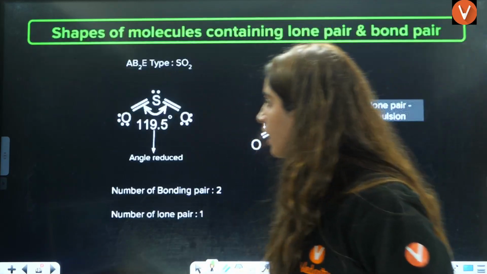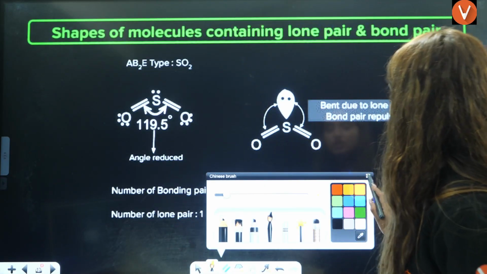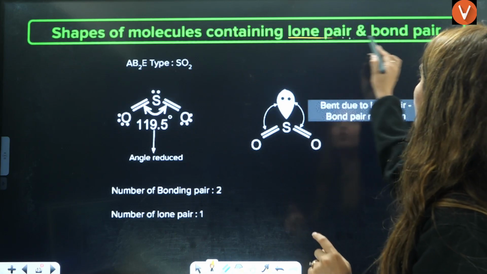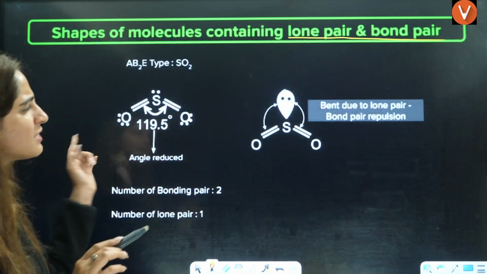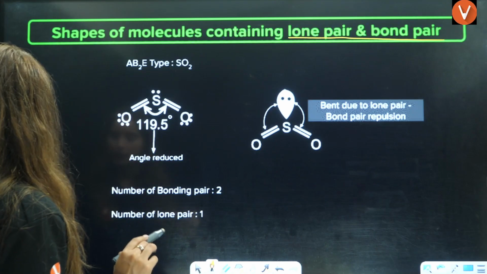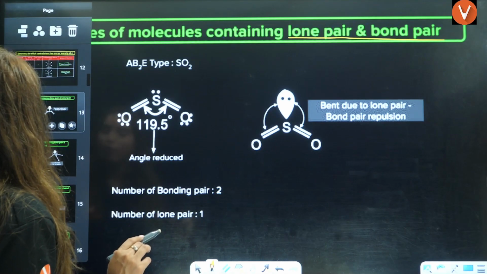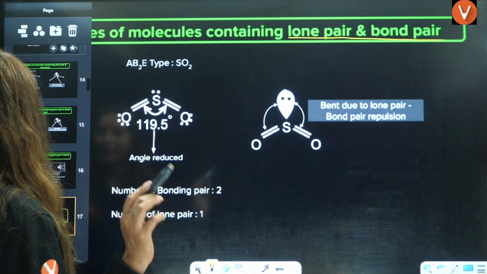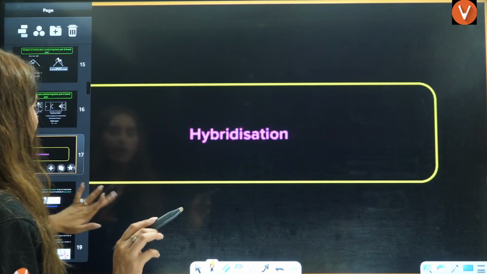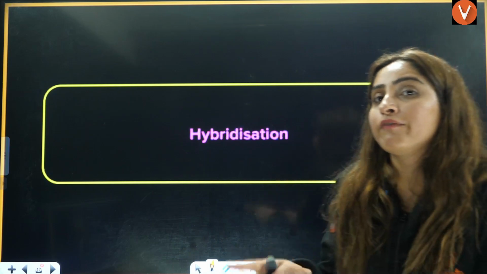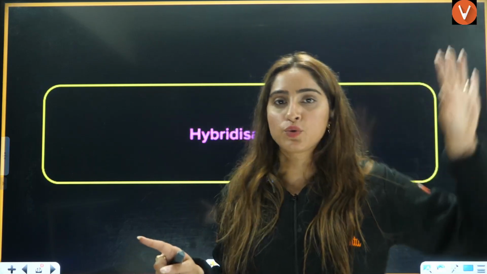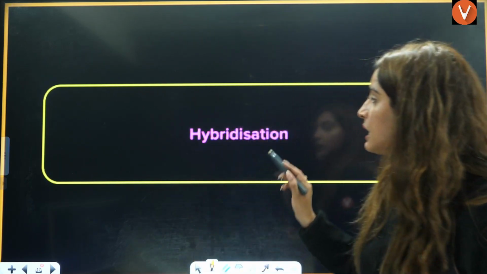Okay. Now let us see the shape of molecules containing lone pairs and bond pairs. I'm just giving you one hint here. Let us do this in the end only. Why am I telling you this? Because I want you to do this with the help of my trick. Firstly, let us do the hybridization so that from these examples, we will calculate why that was the shape. Everything I'll tell you, right?